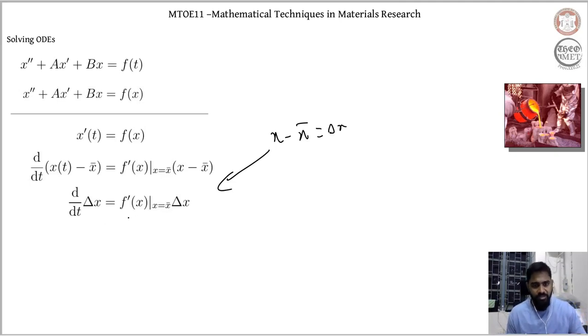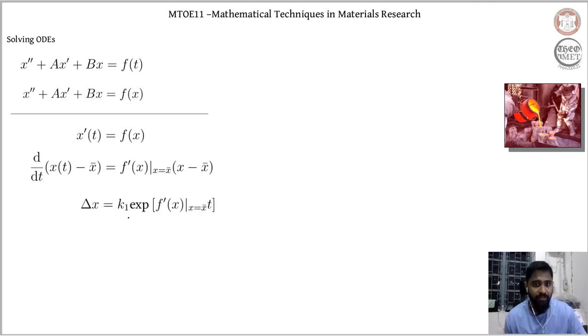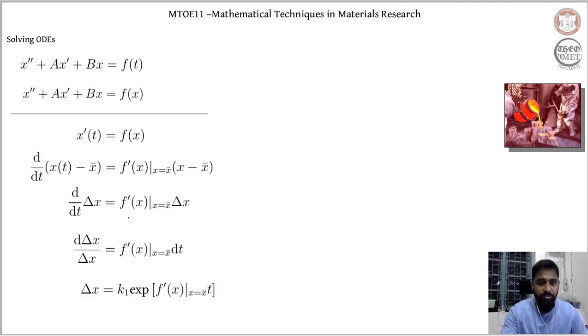Now, of course, we can rearrange this delta x and it adopts a form like this. Now, it appears to be a linear ODE which we can conveniently solve. And when you solve this linear ODE, you end up having an expression of this form here.